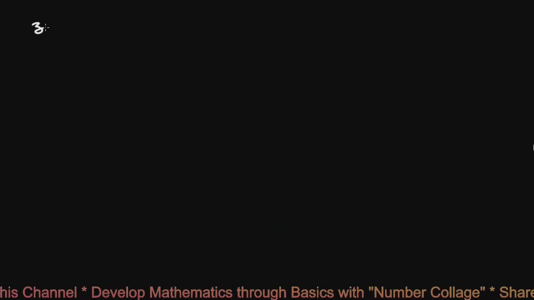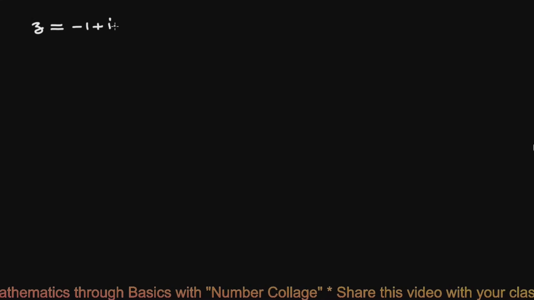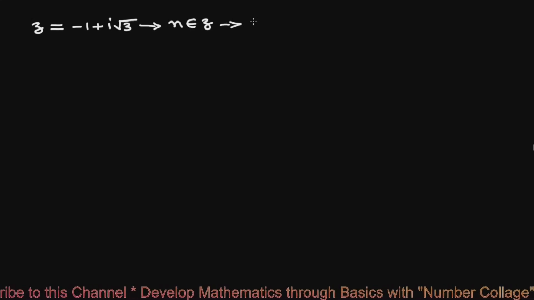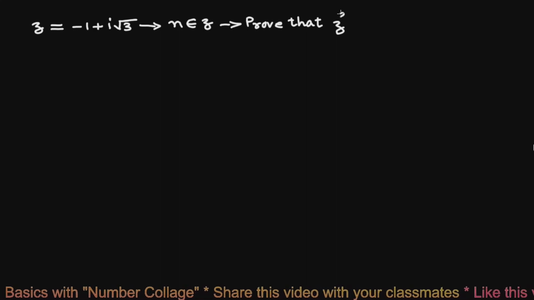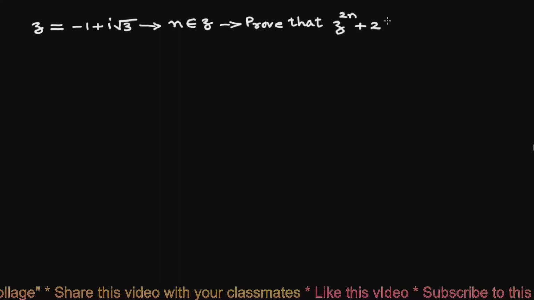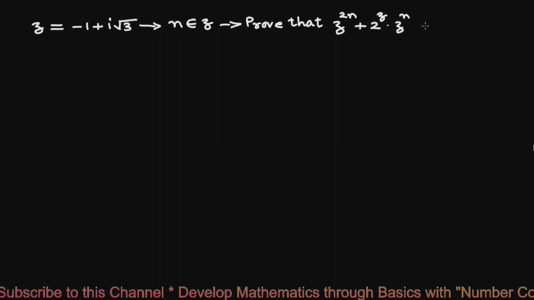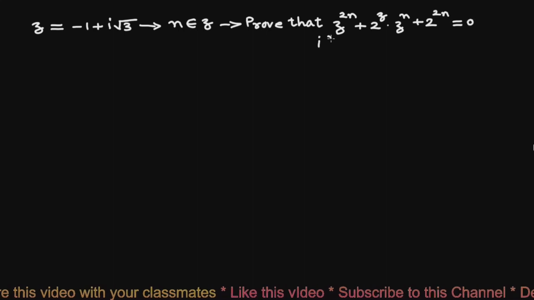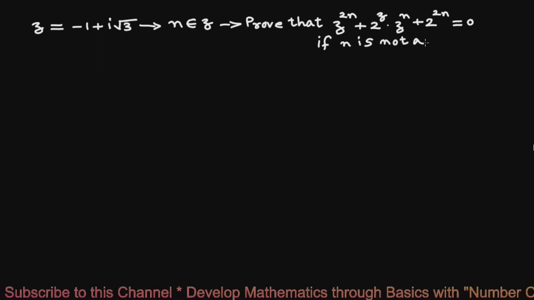In the next problem, if z is minus 1 plus i root 3, then for an integer n, we have to prove that z raised to 2n plus 2 raised to n into z raised to n plus 2 raised to 2n equals 0 if n is not a multiple of 3.